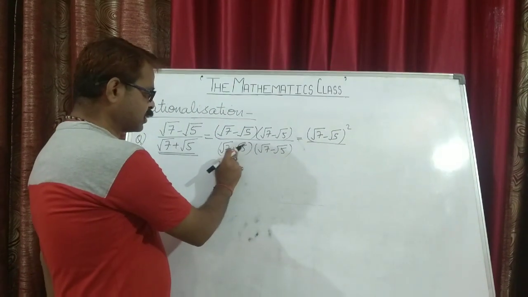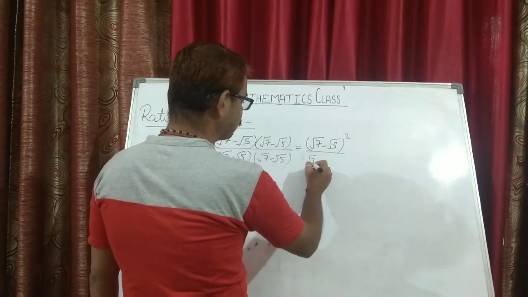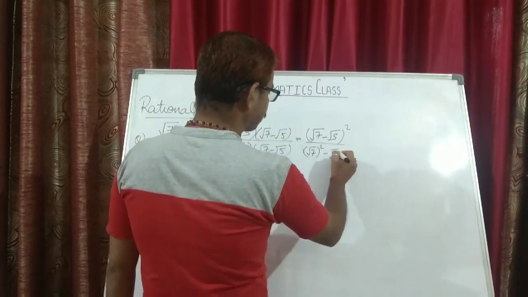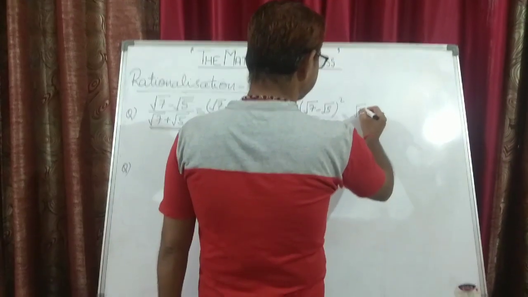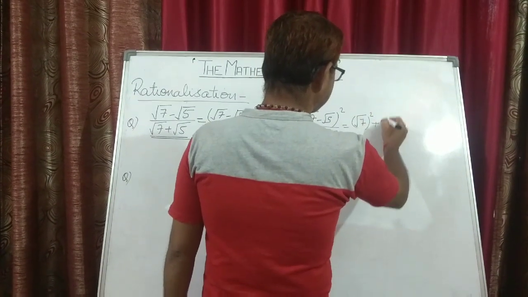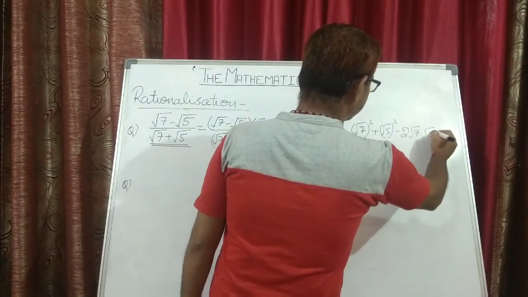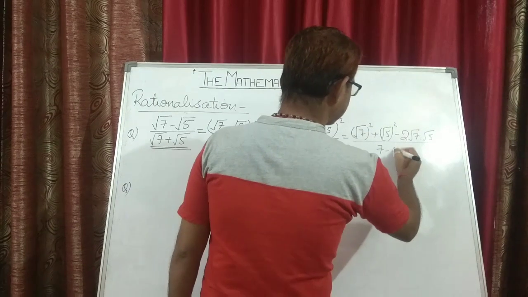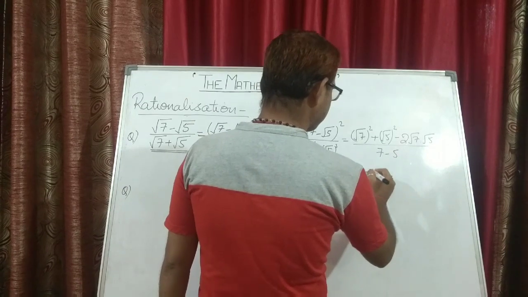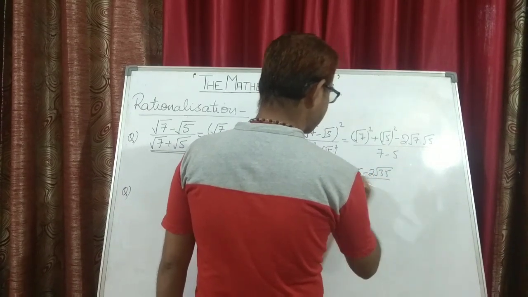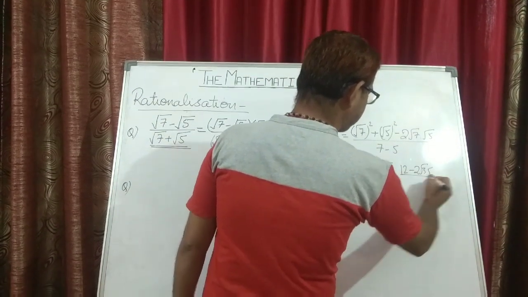And this is a plus b, a minus b, that is a square minus b square. So that will be root 7 square minus root 5 square. The numerator will be 7 plus 5 minus 2 root 7 into root 5, that is a square plus b square minus 2ab, upon 7 minus 5. That can finally be written as 7 plus 5 minus 2 root 35 upon 2. 7 and 5 is 12, so 12 minus 2 root 35 upon 2.